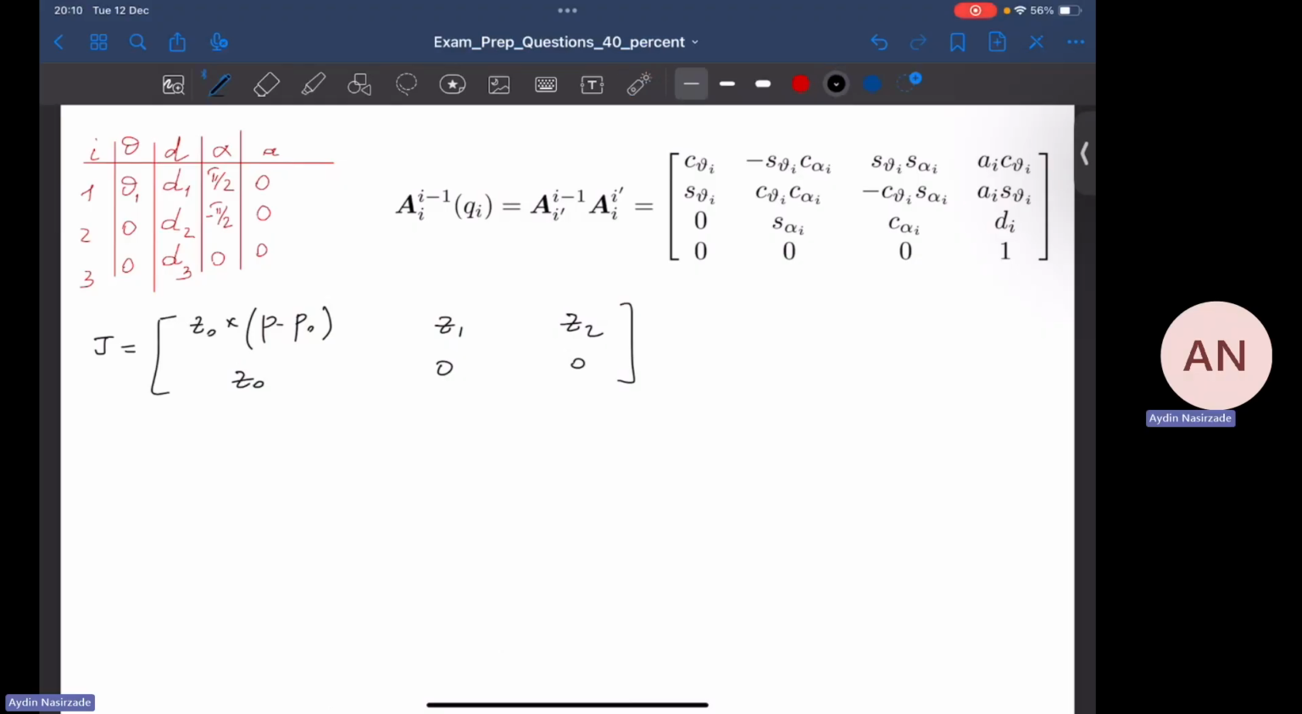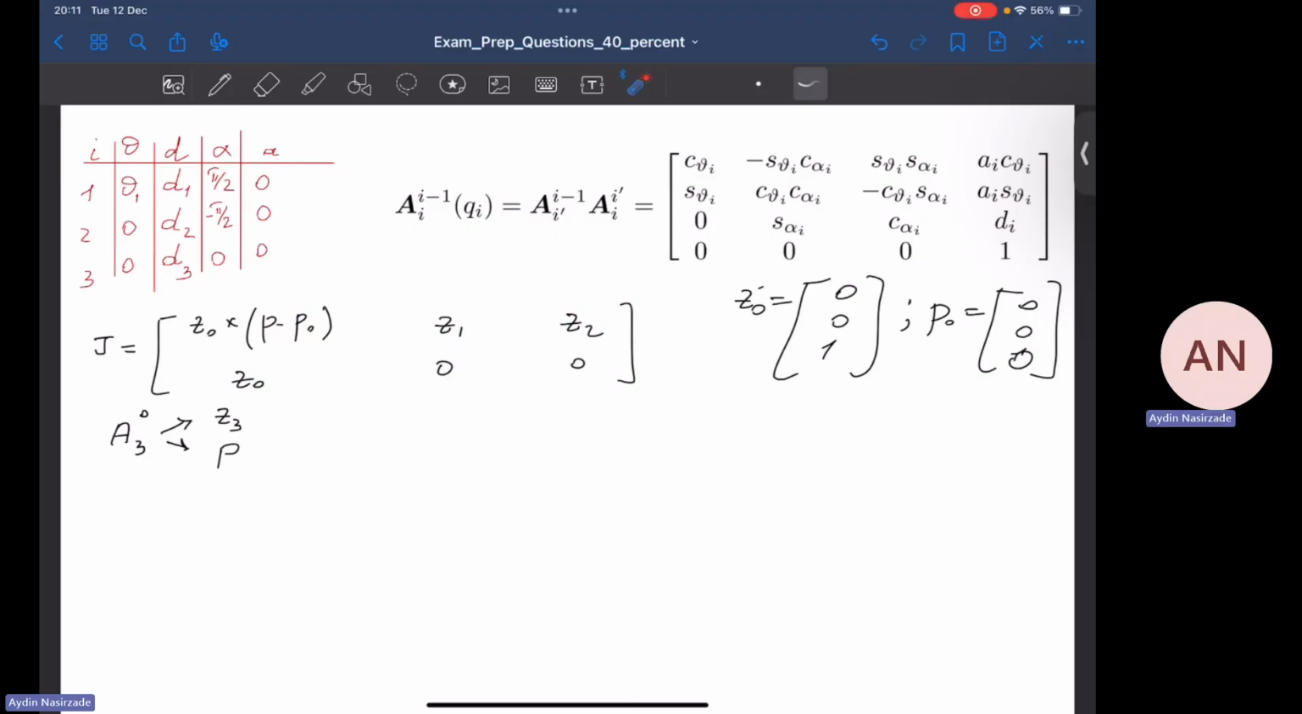All right, so I know Z0. Z0 is 0, 0, 1. I know P0. This is 0, 0, 0, right? Now let's find, for example, P. Well, P can be found from the homogeneous transformation matrix of frame 3 with respect to frame 0. It gives you the vector Z3 and it gives you the position vector P, the same P that we are going to need.